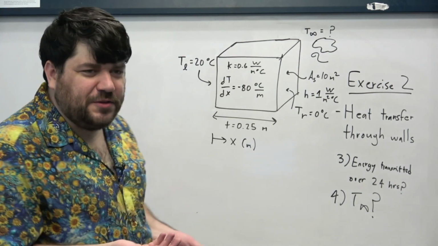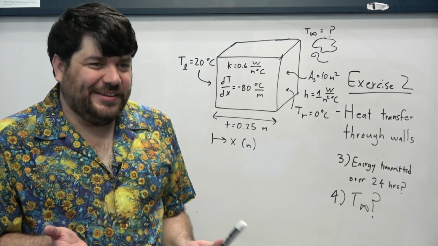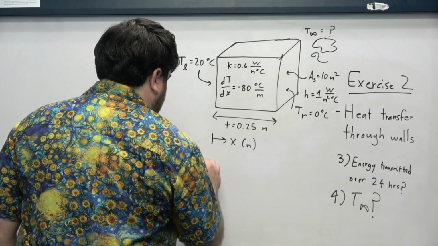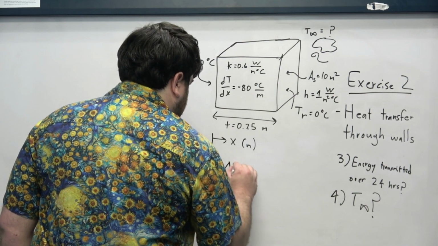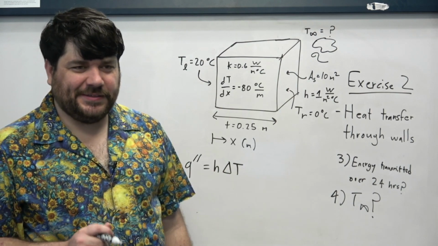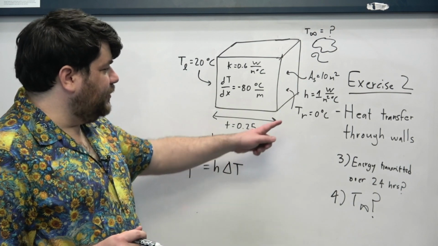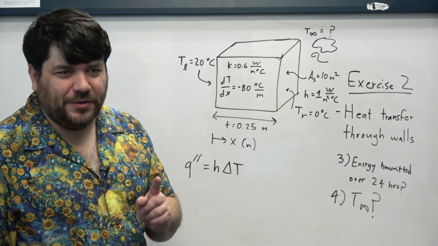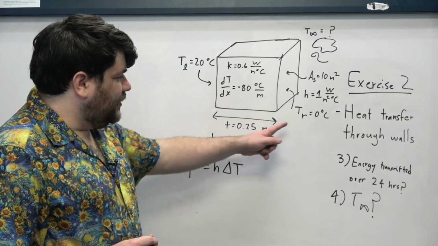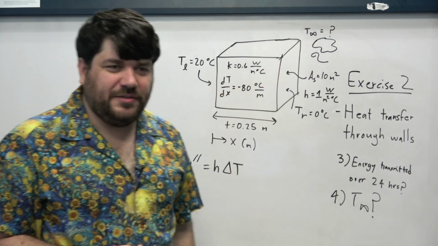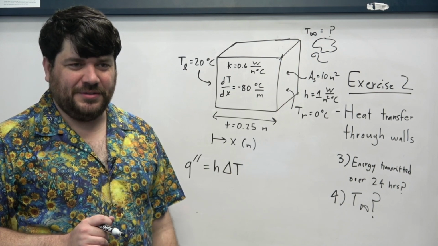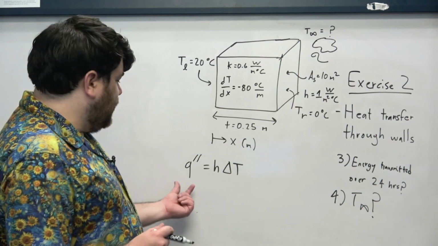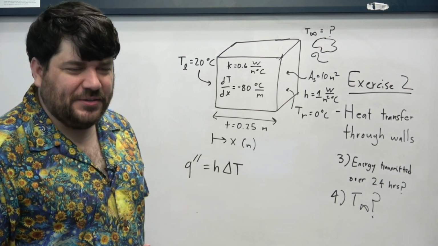And the equation that we use to model heat transfer between two different objects is just Q double prime is equal to h times delta T. Now, technically speaking, we don't know the difference in temperatures, because we don't know what the difference between T_R and T infinity is. We know the h, but we also don't necessarily know what this Q double prime is.